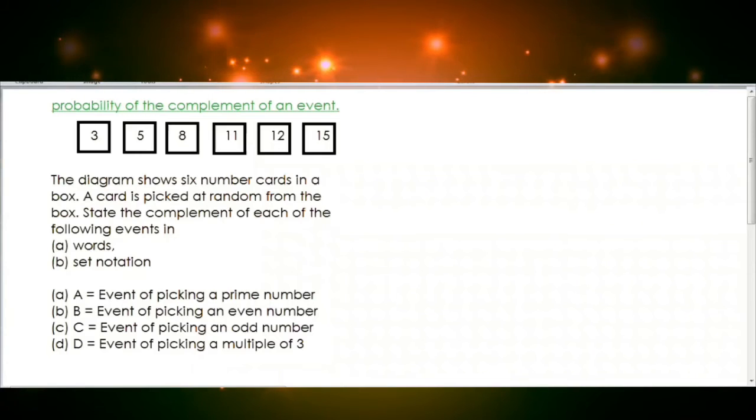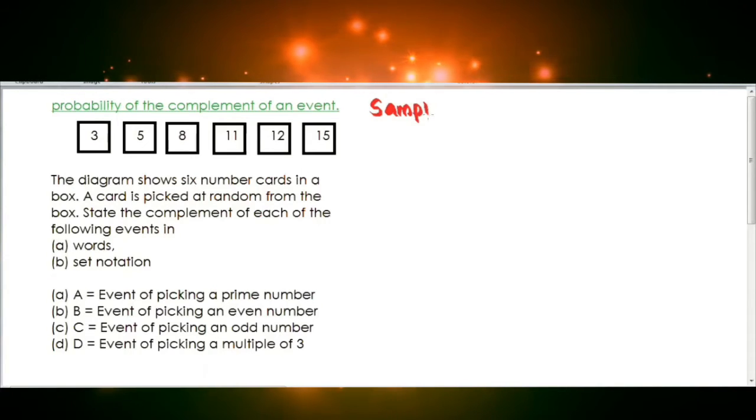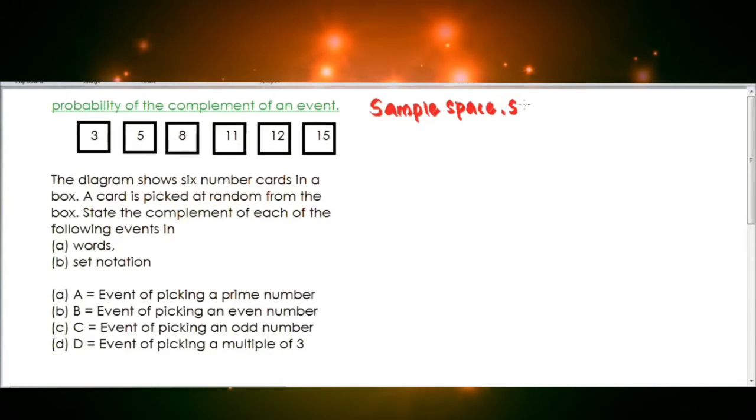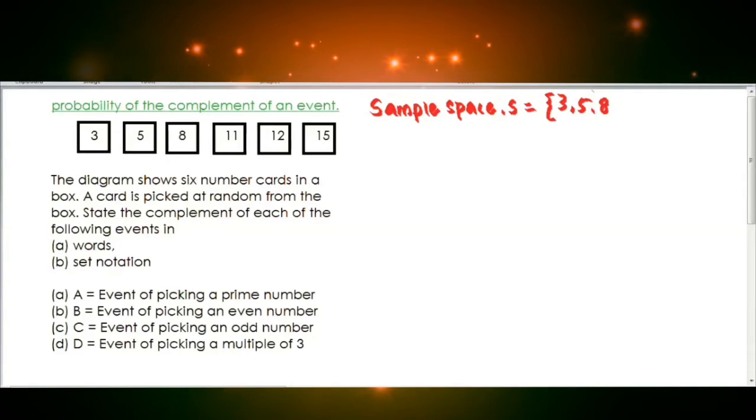As usual, before we answer the question, we need to know the sample set. So we just list out all the sample sets. Remember, for the chapter probability, we need to know the sample sets before we answer the question. When we pick a card, the possible cards we will pick are 3, 5, 8, 11, 12, or 15.